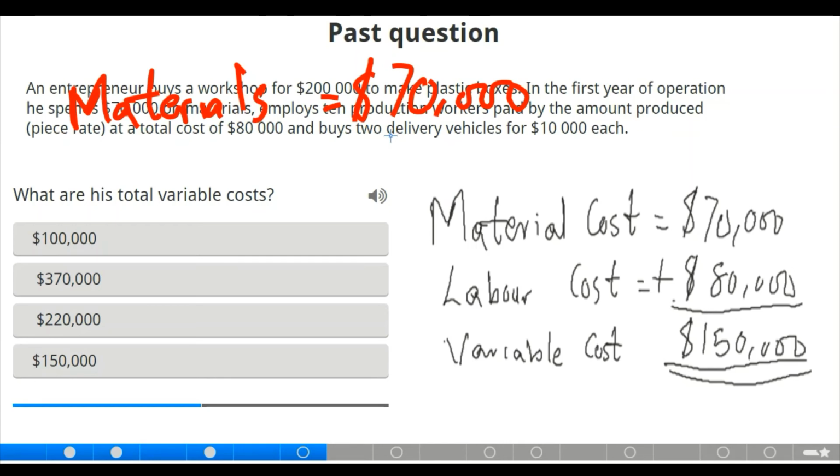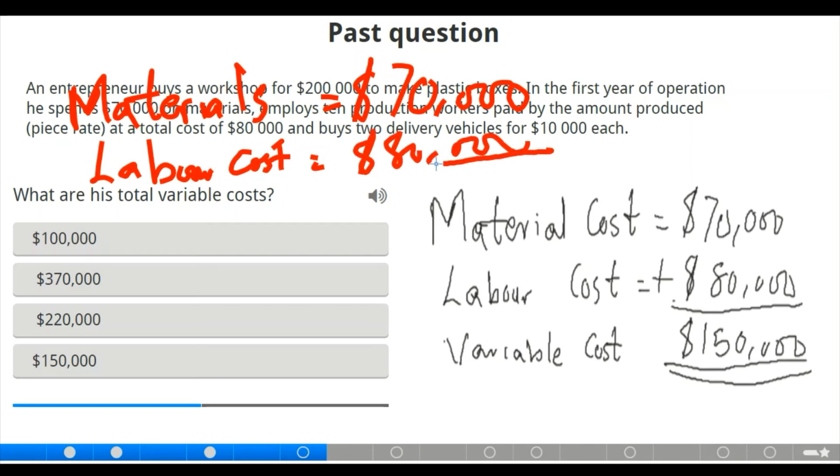He employed 10 production workers, paid by the amount produced, at the total cost of $80,000, and buys 2 delivery vehicles. Of course, delivery vehicles should also be fixed. While wages paid to production workers is also a variable cost. We have the labor cost, which is the workers' wages, and we have it to be $80,000. Now the addition of the materials and labor will give us $150,000. That should serve as our variable cost.